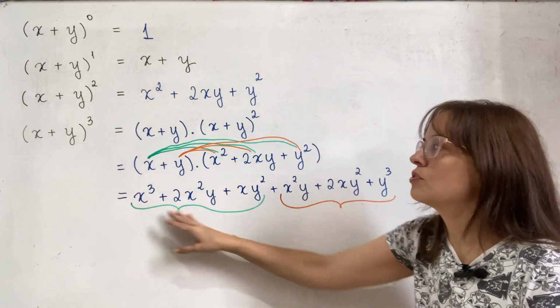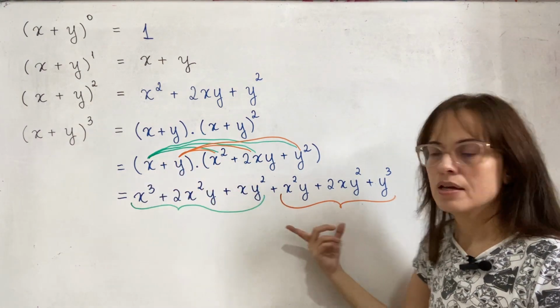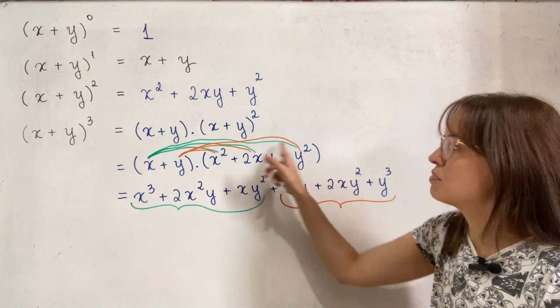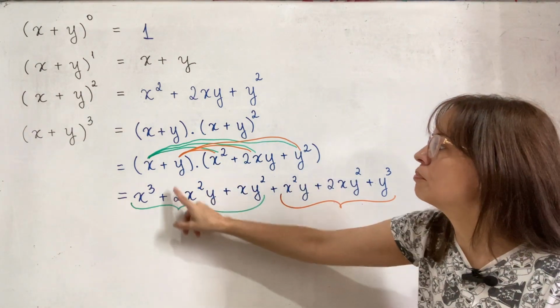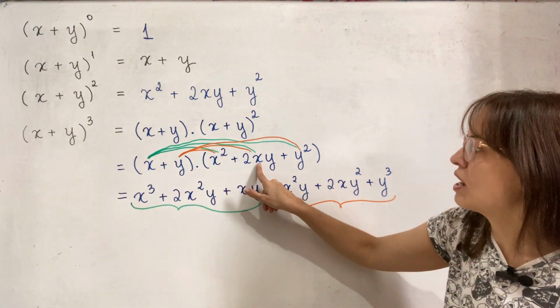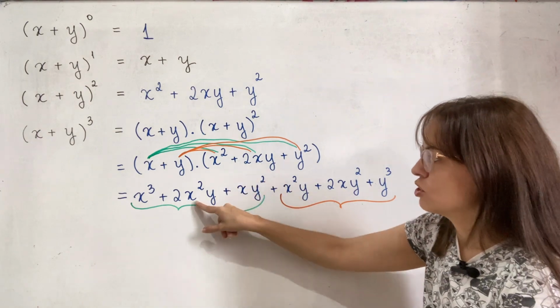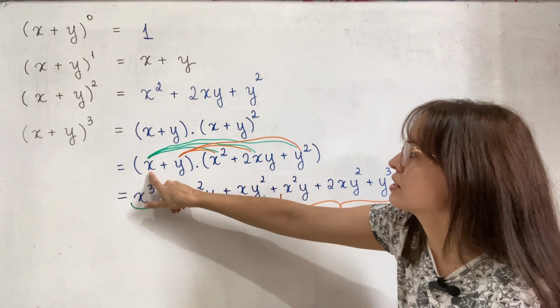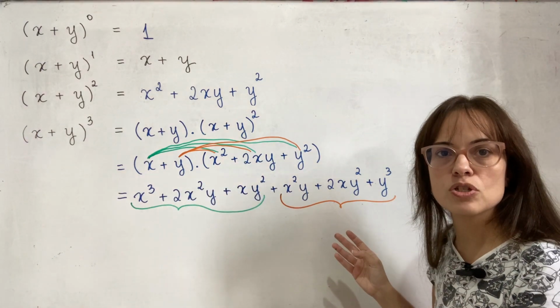The first 3 are the ones that came from the green part that is multiplying by this x. The orange ones came from these 3 terms being multiplied by this y. So for example, the middle one here, it's x times 2xy, which becomes 2x squared, because there's another x coming from over there, times the y. So all of these multiplications have been done.